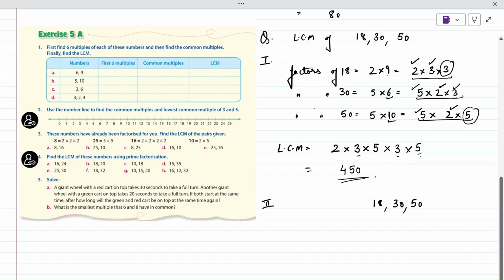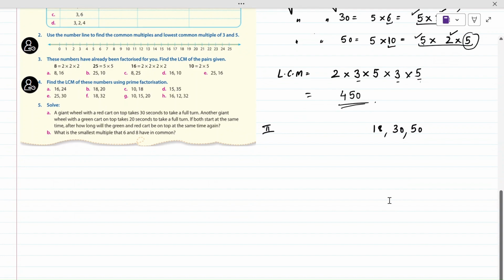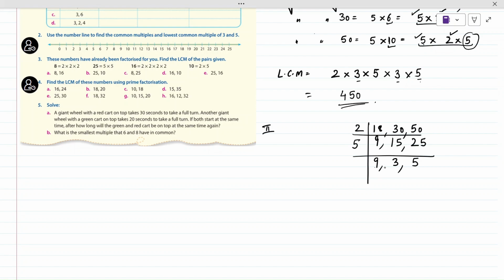First thing, we have to divide by the number which is common to all three of these, and that is 2, right? So we have 2 into 9, 2 into 15, 2 into 25. Then next we have to think of a number which is a factor of all three. There is no such number. Then we have to think of a number which is at least a factor of two of these. We know that 5 is a factor of 15. So 5 into 3 is 15, 5 into 5 is 25. This 9 will be as is.